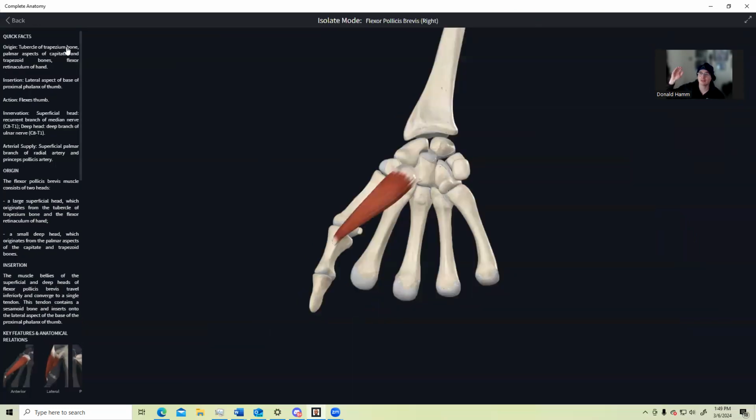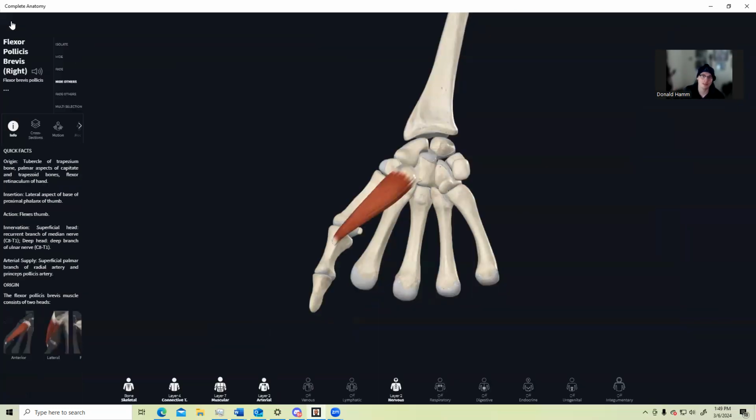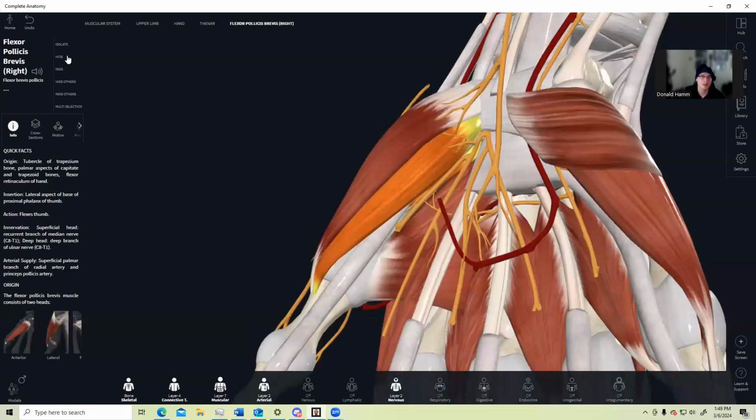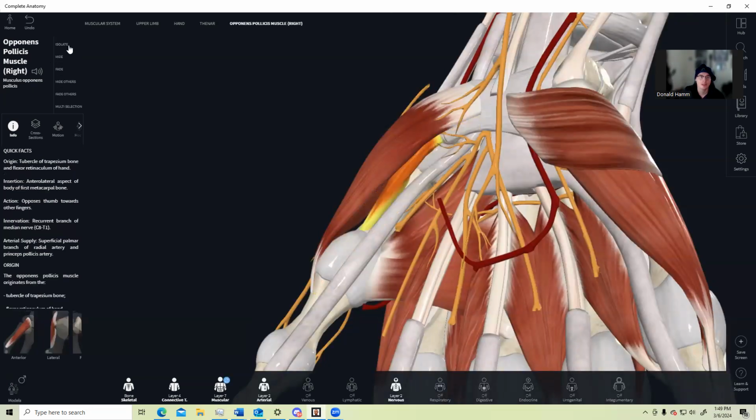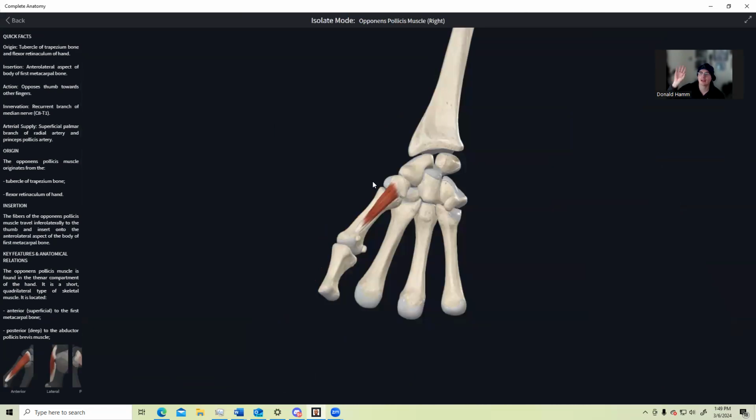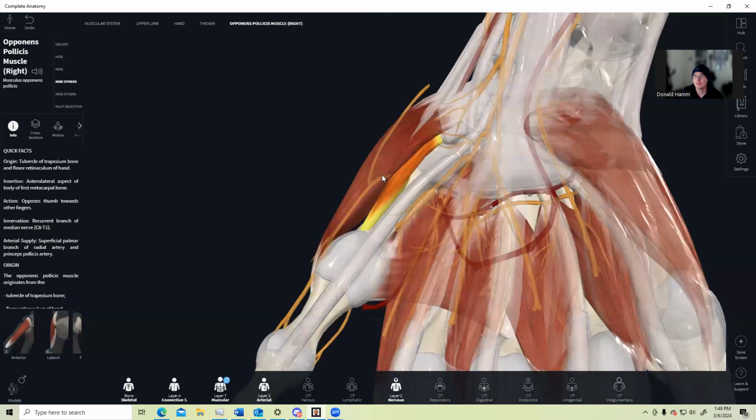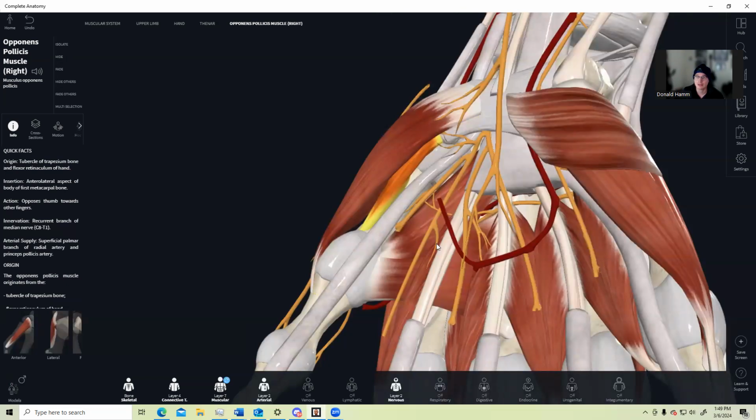So we have an abductor, we have a flexor, and then we have a muscle that allows for opposition, which, if I hide this muscle, I can show up here. So the opponens pollicis muscle that allows us to participate in opposition is going to be innervated by the recurrent branch of the median nerve as well. So abductor, flexor, an opposition muscle. So I have median nerve, split median nerve.